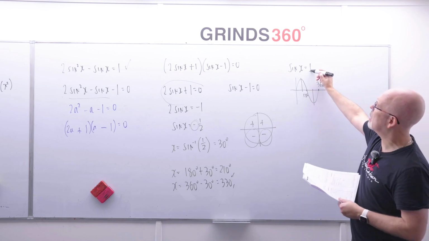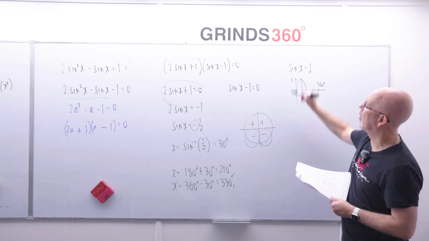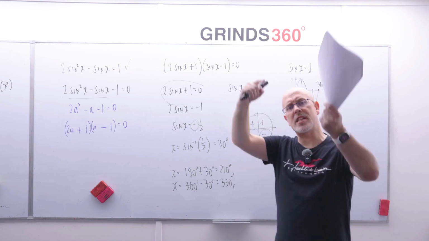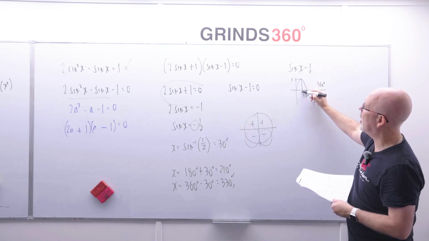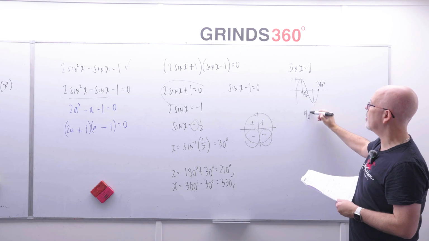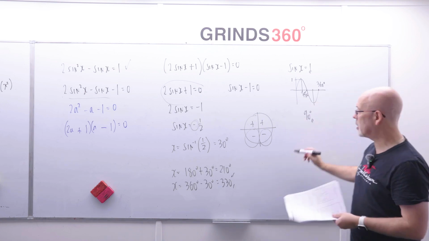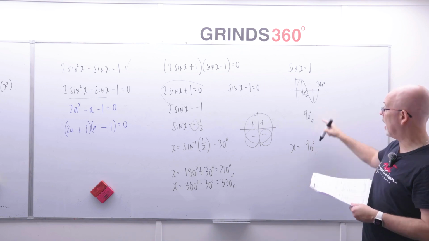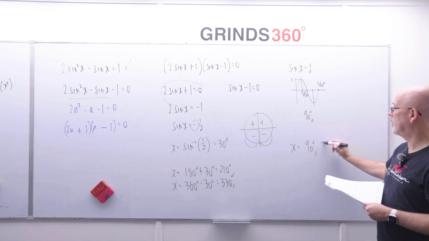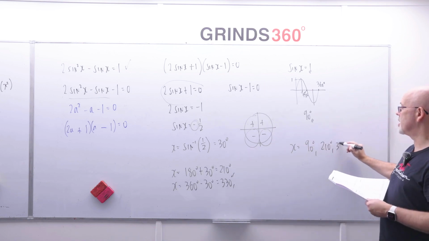So where's sine x equal to 1? Well, there's 1 there. Remember that the sine graph goes up as high as 1 and down as low as minus 1. So where is sine of x equal to 1? Here, 90 degrees. So 90 degrees is the answer for that one there. And there's my three solutions. My three values for x are 90 degrees, okay, this one here, 210, and 330.